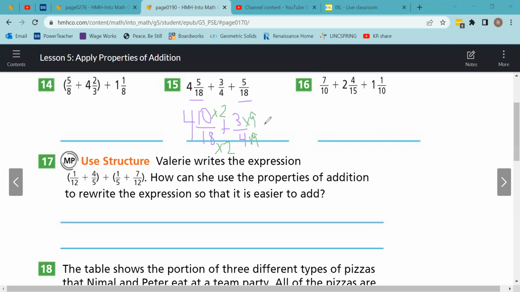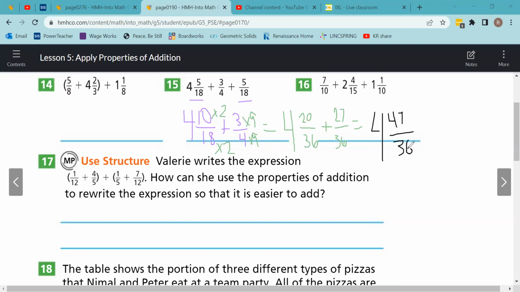3 times 9 gives me 36. Rewrite it. So 4 and 20/36 plus 27/36 equals 4 whole, and 47 out of 36.